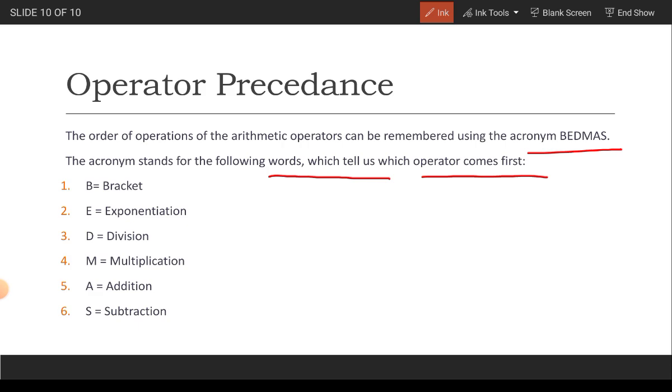So brackets are calculated first, meaning the operation inside the bracket will be calculated first, then exponentiation, then division, then multiplication, then addition, and then subtraction will be done.